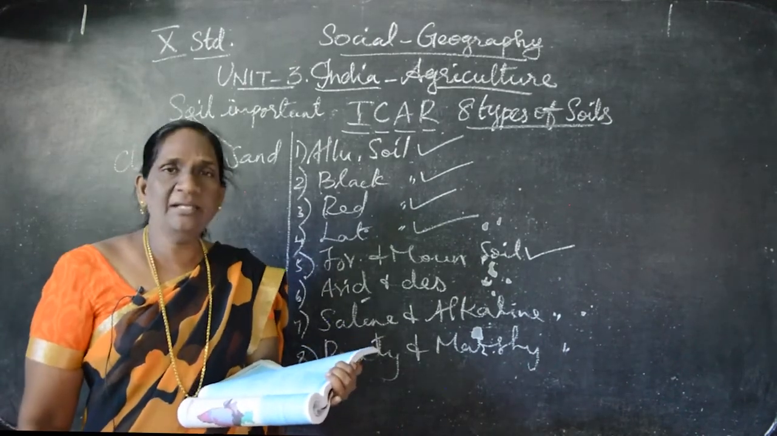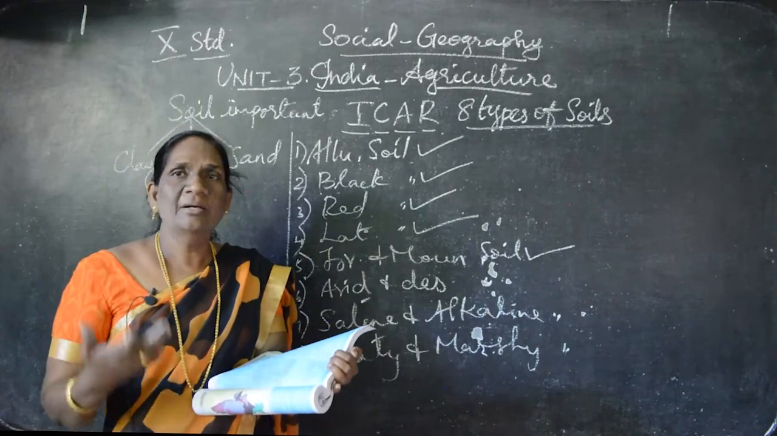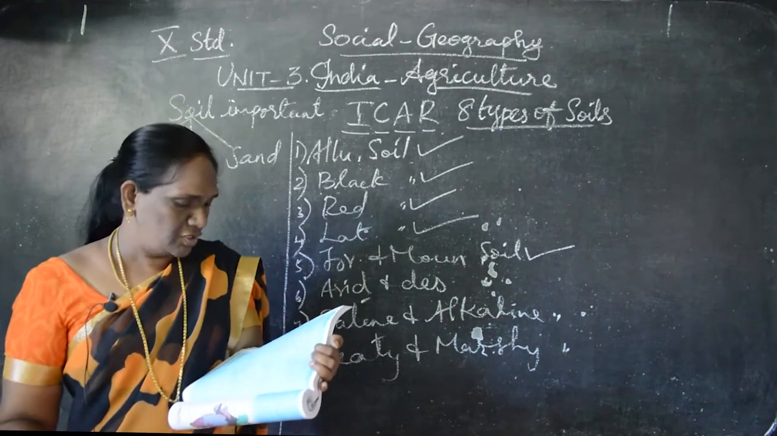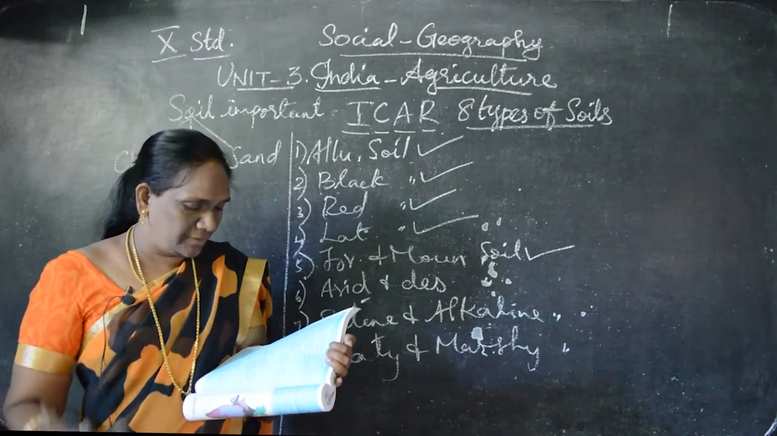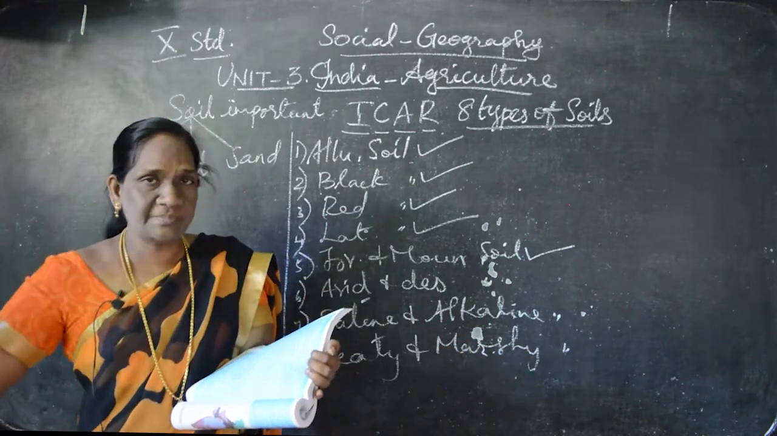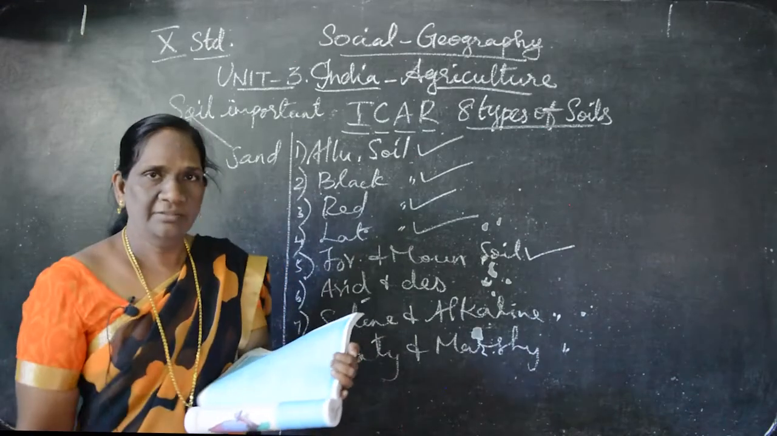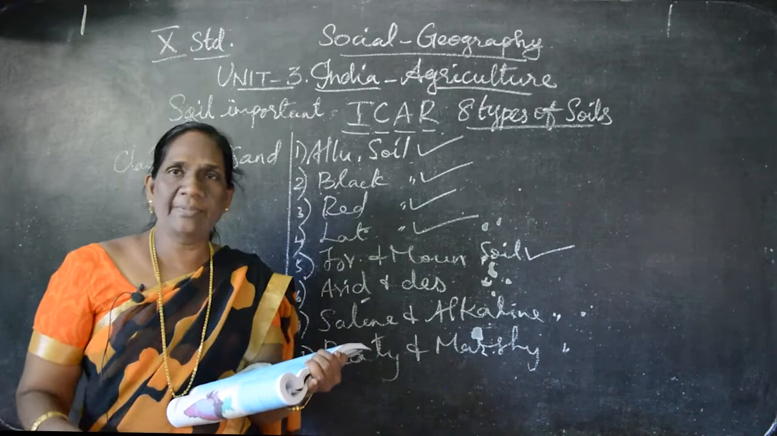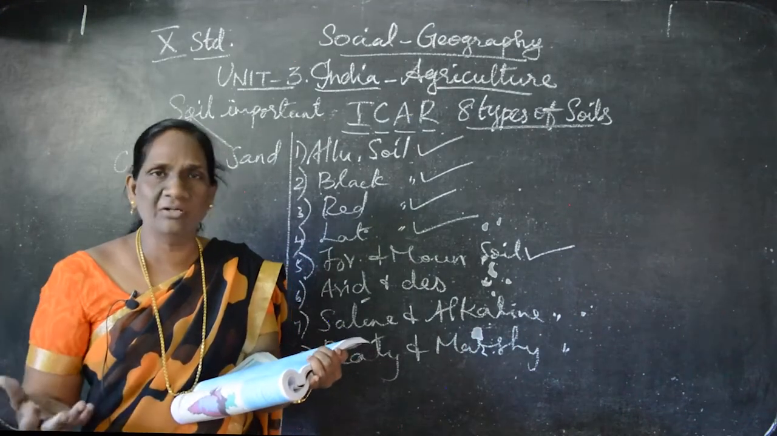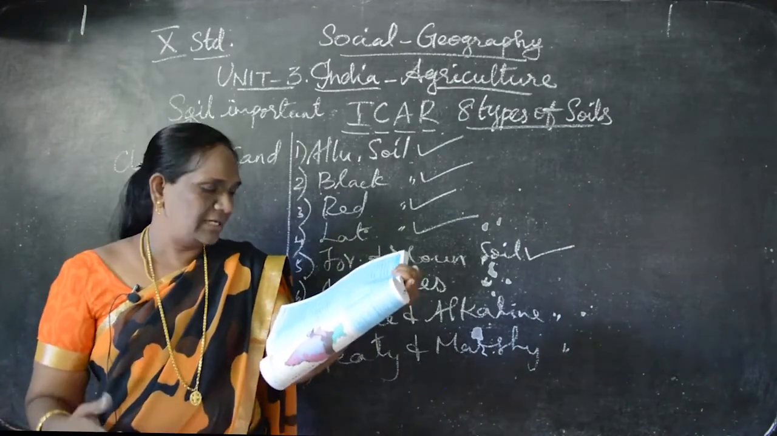Next one, saline and alkaline soil. Its formation is due to ill drainage which causes water logging, and injurious salts are transferred to the top layer, the surface of the earth. Understand? Where can we see it? Andhra Pradesh, Karnataka. What crops will grow? We cannot grow crops because of the salinity. Last soil, peaty and marshy soil.